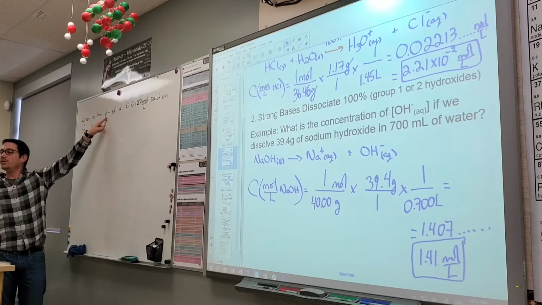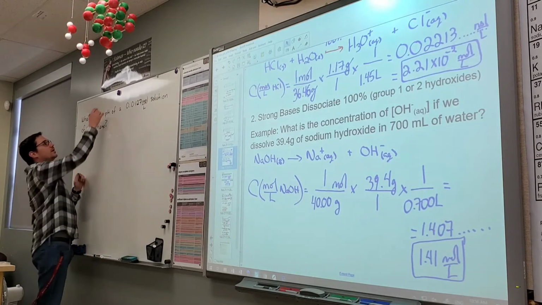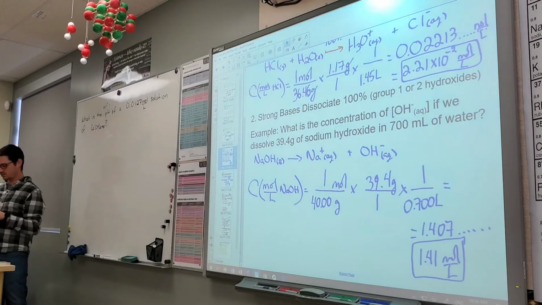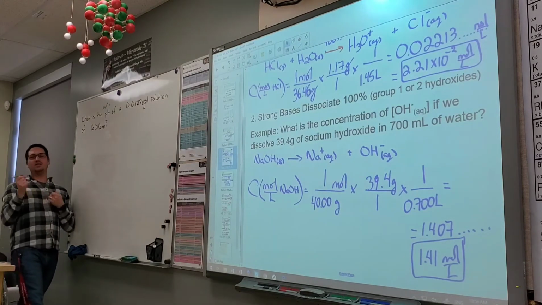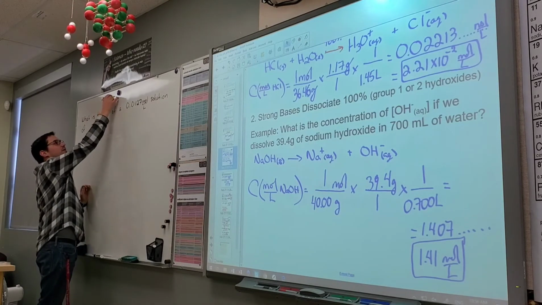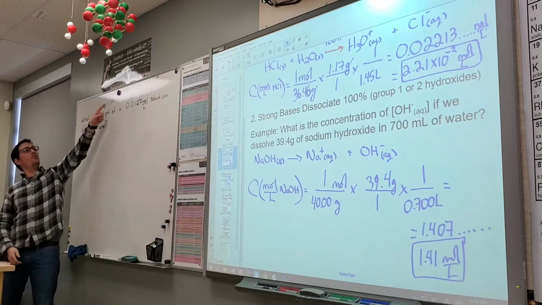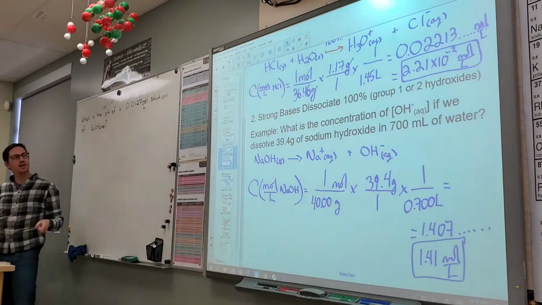What are the only ways you know how to get pH? Negative log of the hydronium concentration. So either we're going to need hydronium concentration or what else? Yeah, not hydroxide, but we can get pH from pOH, right? So one of those two. As long as we can get one of those two, then we're golden. Then we can turn it into pH.